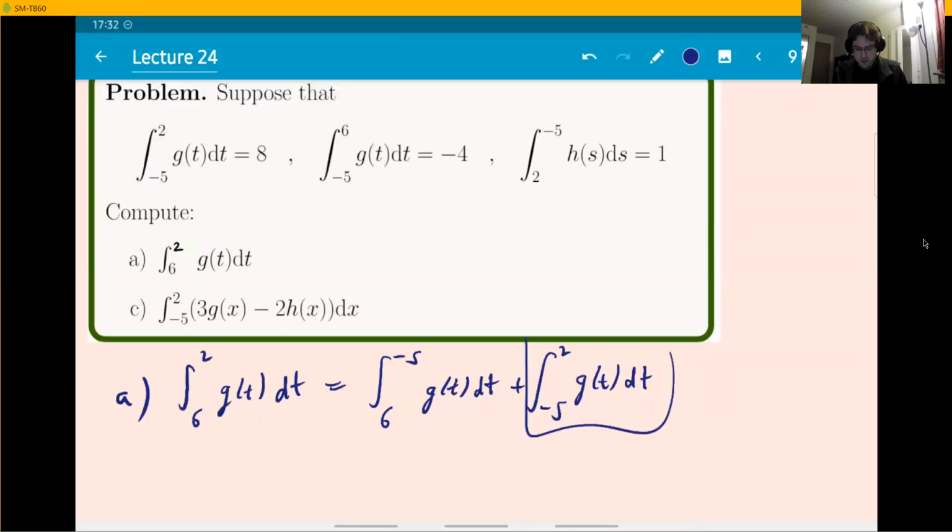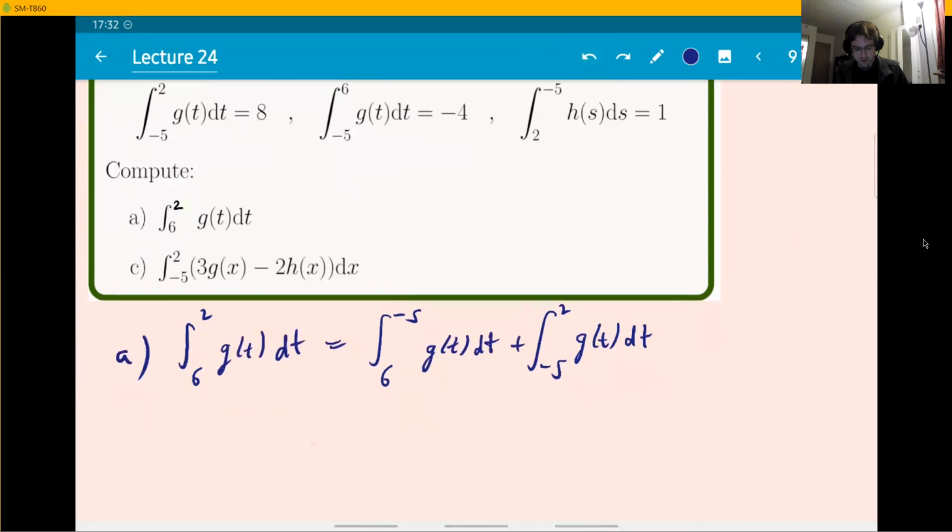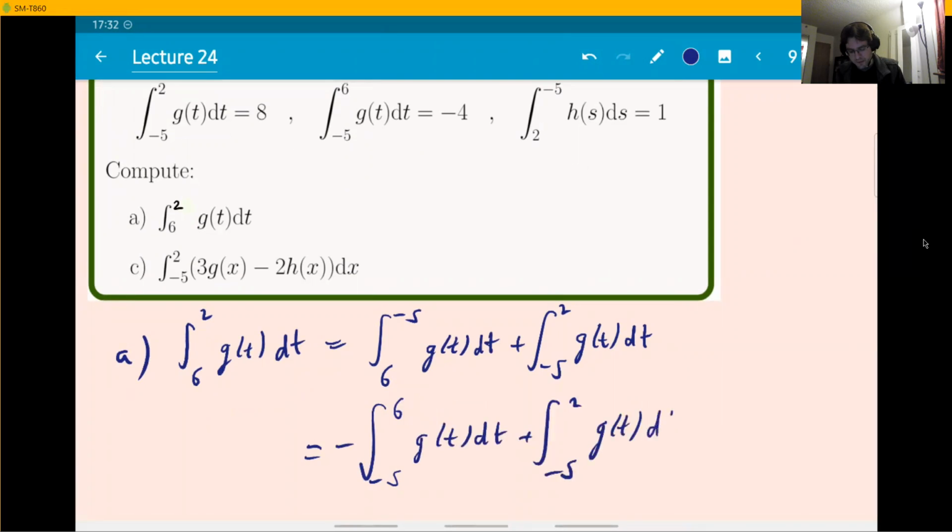So from minus 5 to 2, we already know that's 8. And the other one we technically don't know here, from 6 to minus 5. We know the opposite of that, from minus 5 to 6. So we're going to just flip the first one by including a minus sign. This is what this entire thing becomes. Remember, when you flip the endpoints, you have to include an extra minus sign. But now this is all okay. This is going to be minus minus 4 plus 8.